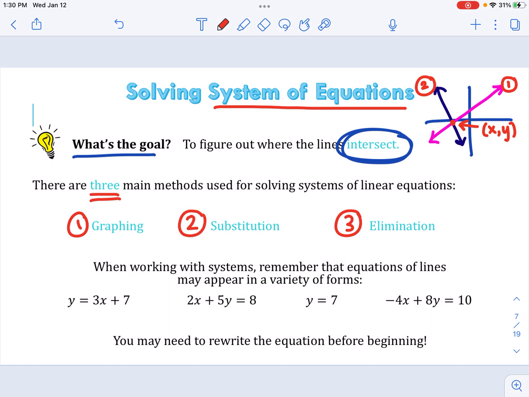When working with systems, remember that equations of lines may appear in a variety of forms. Sometimes you might get a nice slope-intercept form. Sometimes you might have standard form. Sometimes you might recognize vertical or horizontal lines. And other times we might need to manipulate an equation to put it into standard form or slope-intercept form. So being flexible today with multiple linear functions in different forms is going to be really useful.